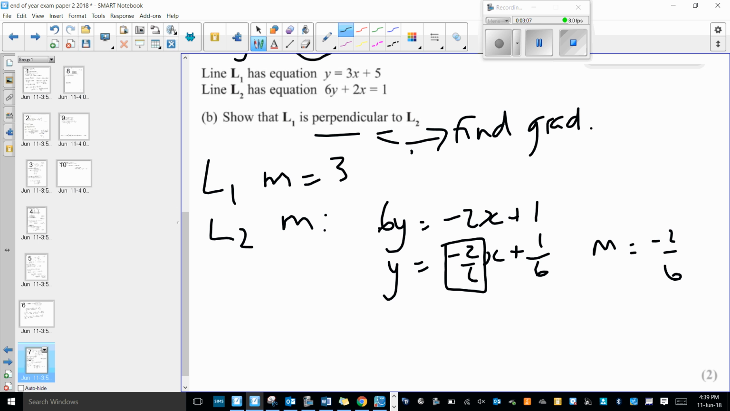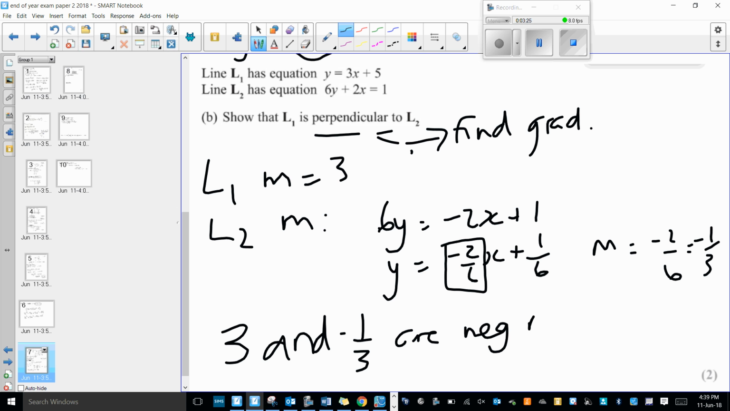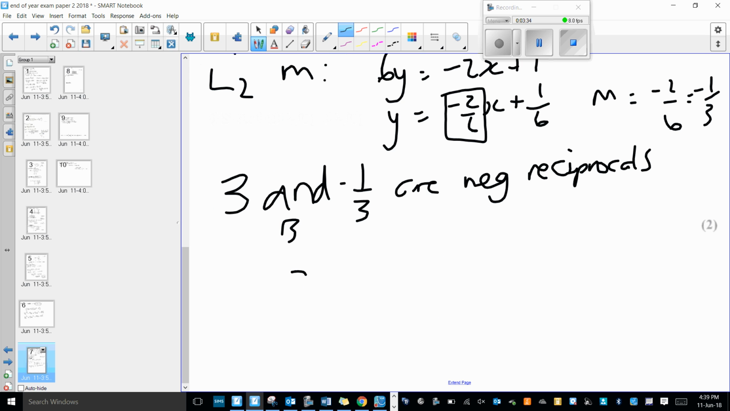Now, lots of you managed to get this far, but you must make sure you make that final statement. It says show that it's perpendicular. So you need to state something like 3 and negative 1/3 are negative reciprocals, or that 3 multiplied by negative 1/3 gives negative 1, so they are perpendicular, something of that nature.